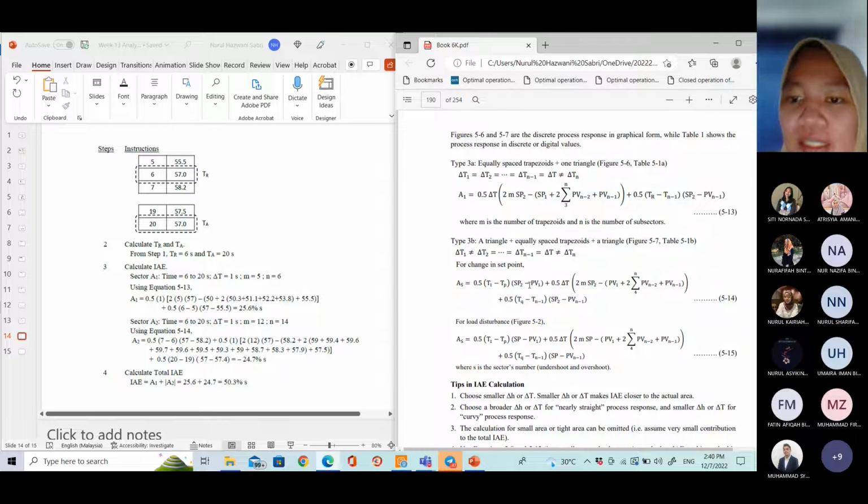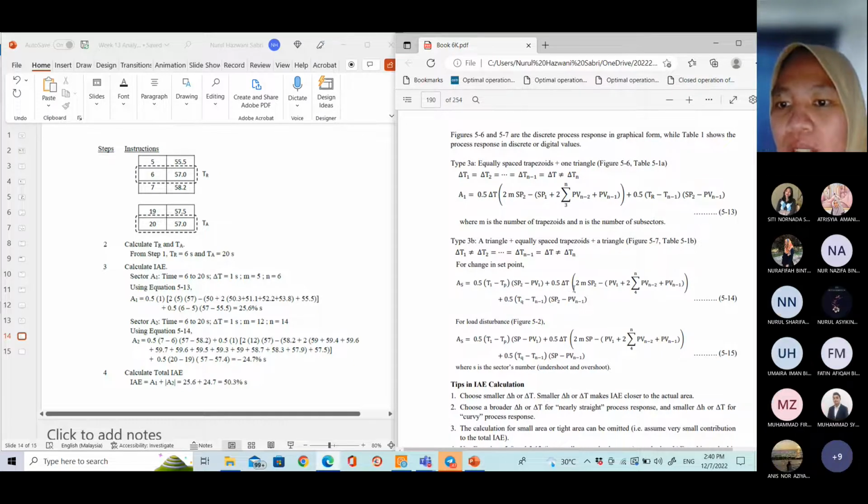You need to make sure each term is filled in with the right value. Your PV1 would be 58.2. So your delta T is still 1. Your M is 14. Set point number 2 is 57, which we had earlier. PV1 is 58.2. And then 2 times the total of PVN minus 2.